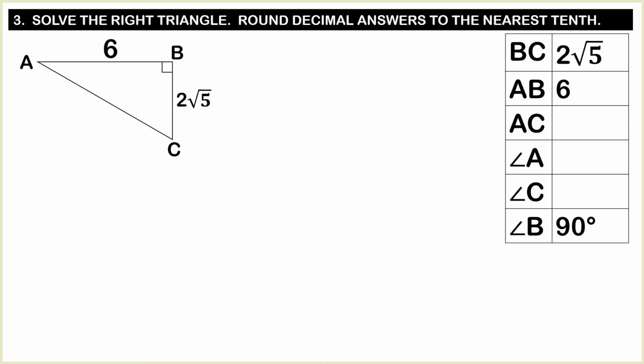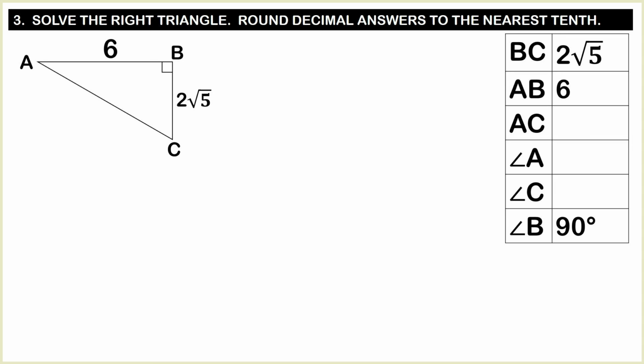Example 3, solve the right triangle. Round decimal answers to the nearest tenth. Now I know in the last problem I didn't change my simplified square roots into decimals rounded to the nearest tenth, but I think everyone knows how to do that on their calculator. I think it's more important that you remember how to simplify the square roots when that comes up, and if the problem allows you to put them into decimal form, then you can just use your calculator to do that.